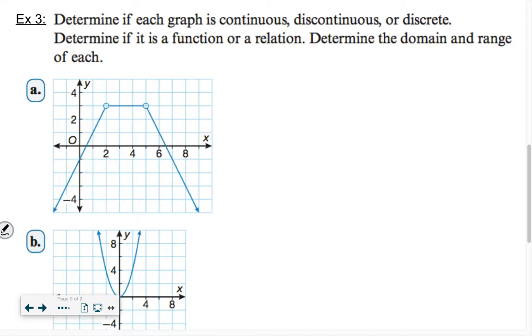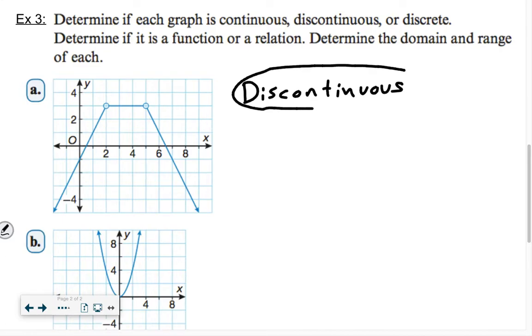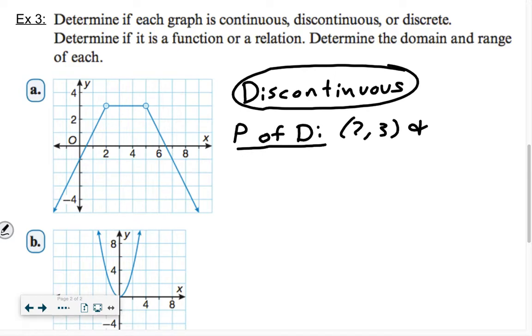Let's go ahead and begin by identifying continuous, discontinuous, or discrete. Gavin, which one of the 3? Discontinuous. Very good. Now it's not asking for the point of discontinuity, but if we wanted to identify it, what would it be? Okay, 2, 3. You can write it as an ordered pair if you want to, as well as 5, 3.